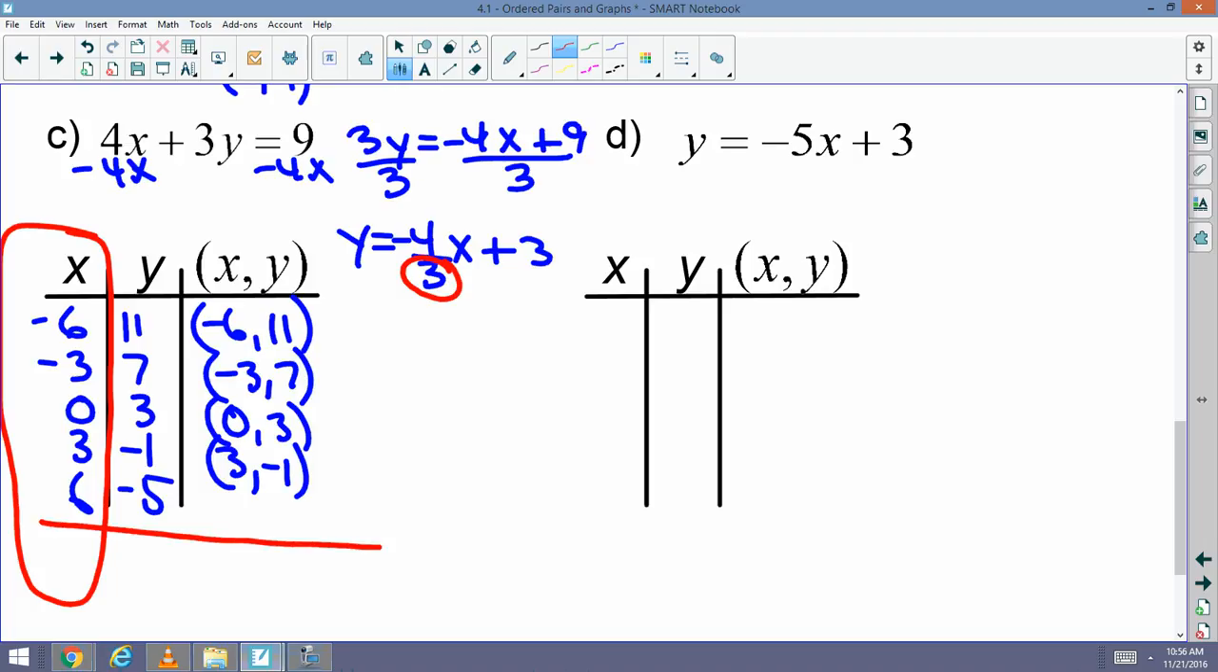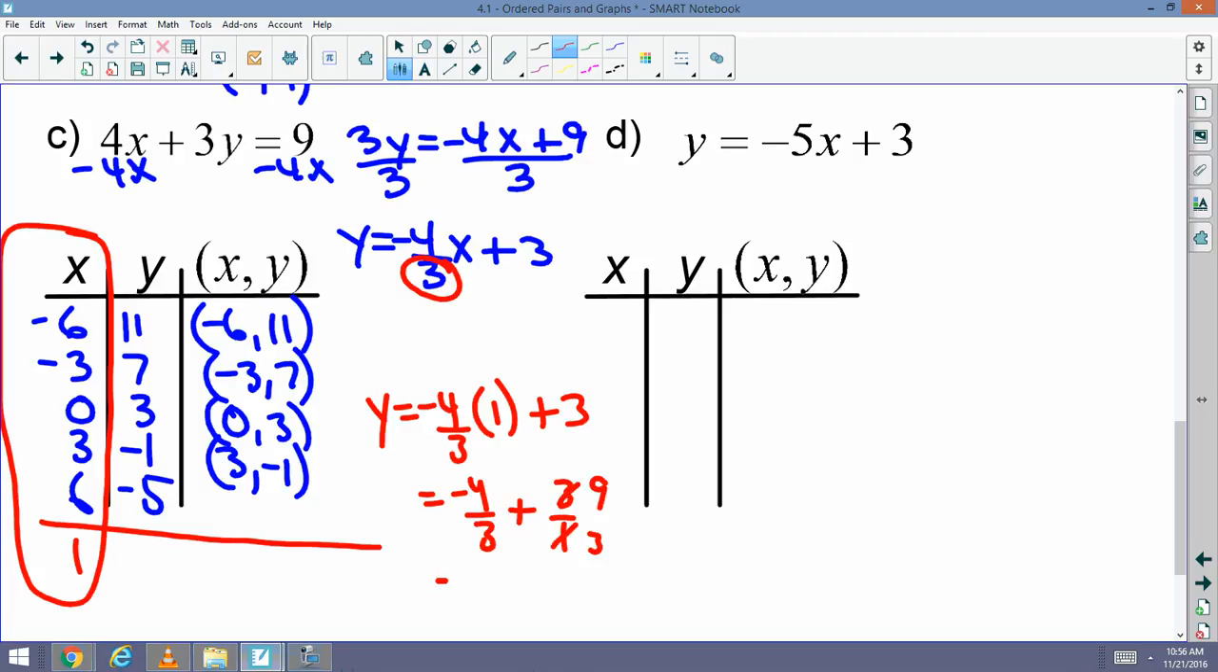Let's go ahead and use when x is 1. If x is 1 here, we've got y equals negative 4/3 times 1 plus 3. I have no problem doing this. This is negative 4/3 plus 3 over 1. That goes to a 3. That goes to a 9. So that equals 5/9. So when x is 1, y is 5/9.